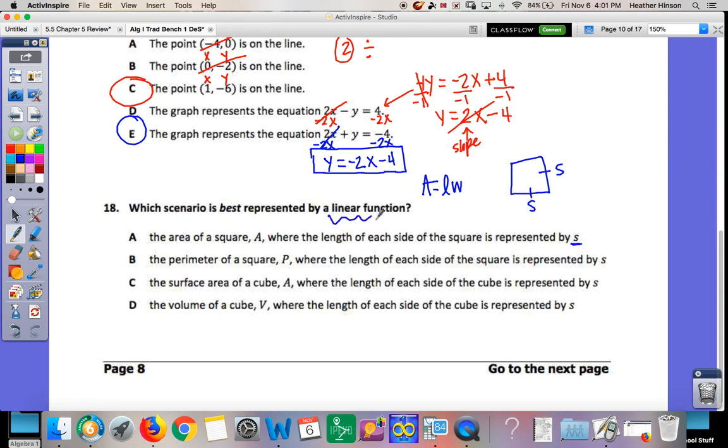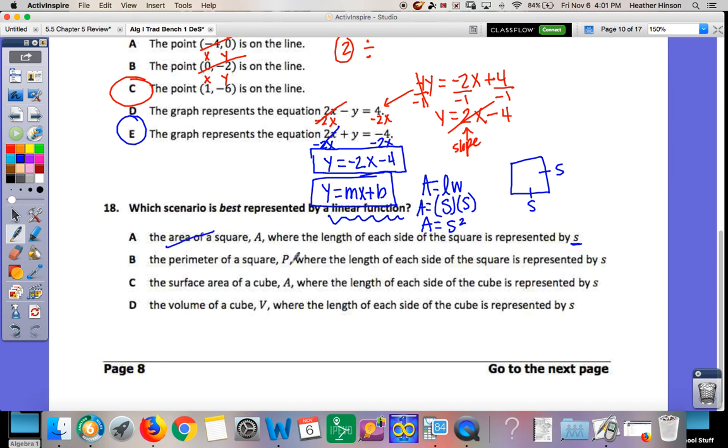First of all, what does a linear function look like? A linear function is y equals mx plus b. So if we take the area of this, our length is S, our width is S. What's S times S? S squared. Is that linear? Do you have a squared up here in y equals mx plus b? No. Squareds are not linear. Those are actually quadratic. So A is out.